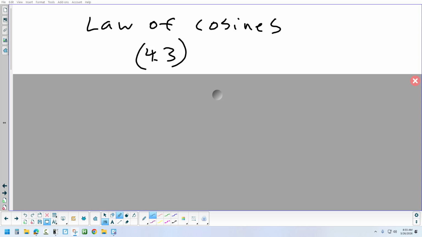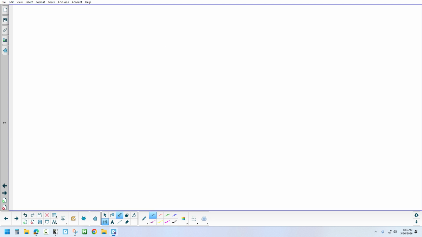So last thing we'll look at for this one is law of cosines. We've already been using law of sines to solve triangles. Can someone remind me what is one of the three kinds of problems that you can use law of sines for?